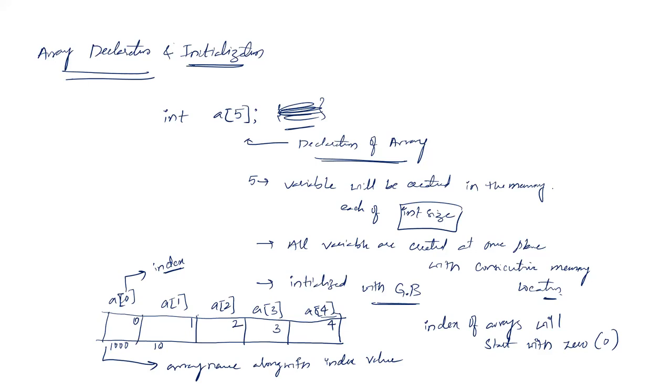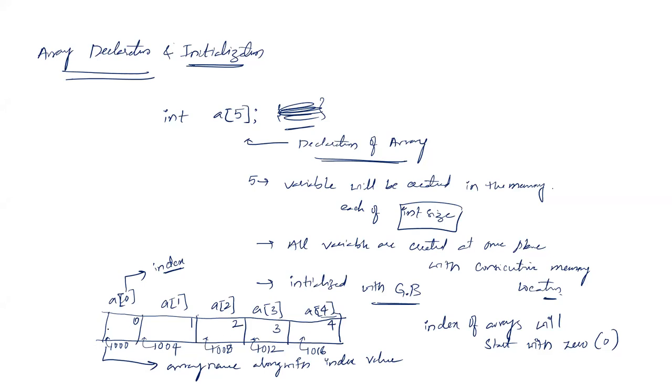And the next address will be 1004, the next 1008, the next 1012, the next 1016. Remember, these are starting addresses: the starting address of this variable, this variable, this variable, this variable, and this variable. So the starting address is 1000 and the ending address will be 1003, but I'm not mentioning it here.